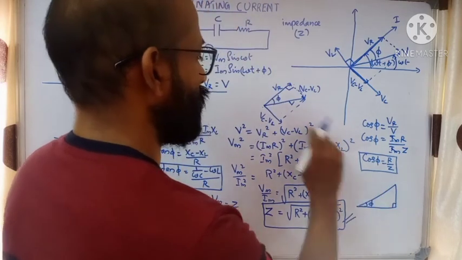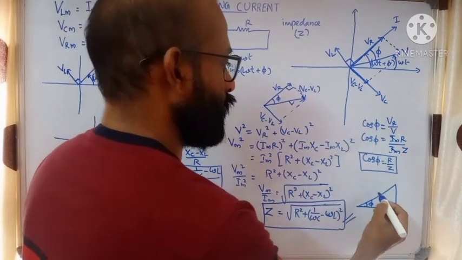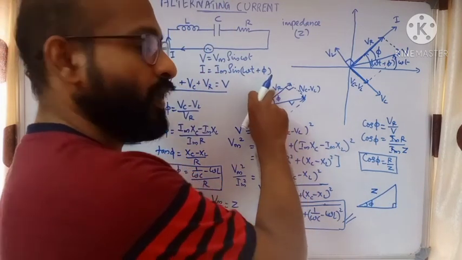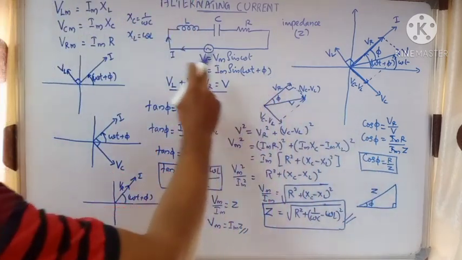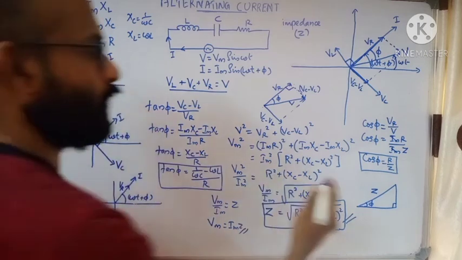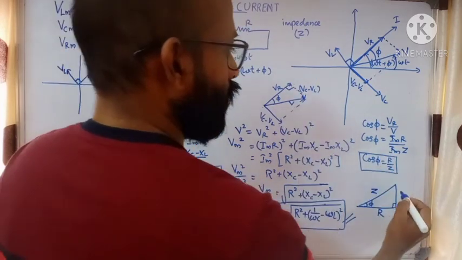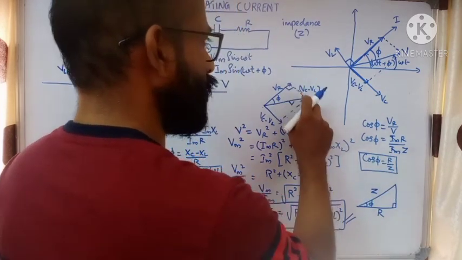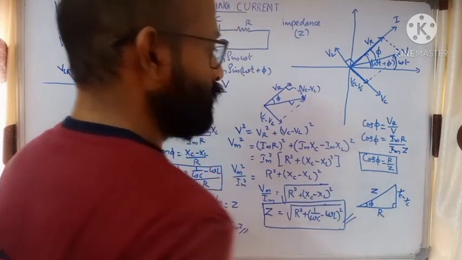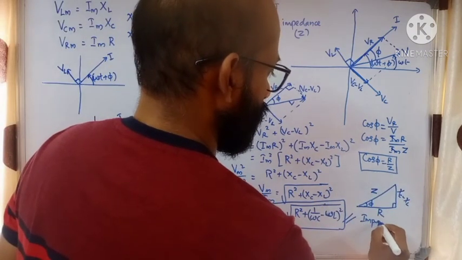This is 90 degrees. This is the hypotenuse. Here the hypotenuse was the net voltage, but instead of voltage we will use the net impedance Z. And instead of VR, the length of VR is VRM, equal to Im into R, so proportionally we will use the resistance R. And instead of VC minus VL, the corresponding resistance value will be XC minus XL. This is called the impedance diagram.